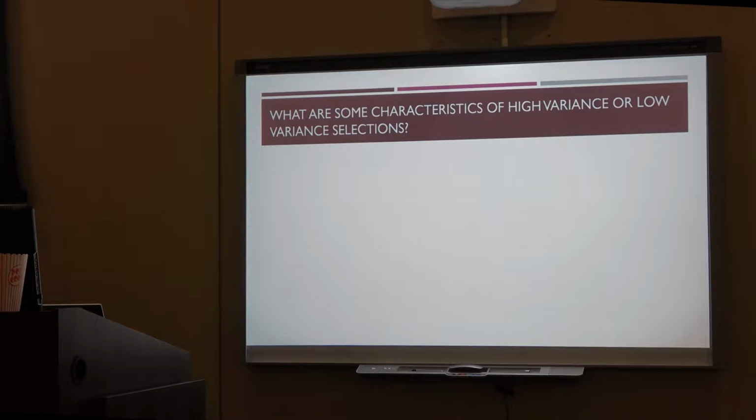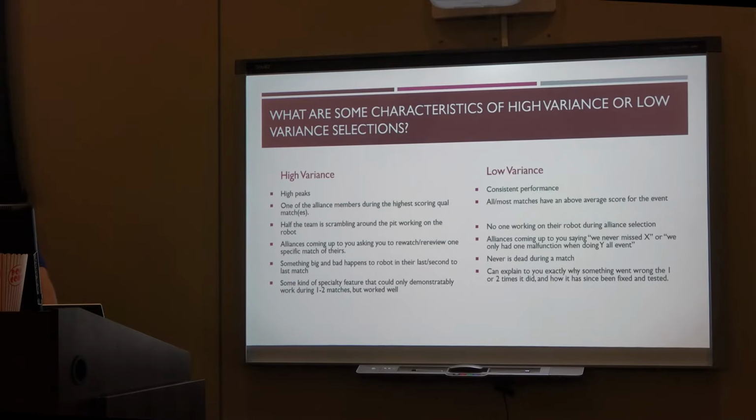Anyone else? Yeah. Low variance would be, say, the top alliance picking the alliance captain for the second alliance. That happens, yeah, for sure. You pick the team that, usually if you're seeded very high, that means you have some level of consistency. So yeah, there's plenty. Here are some I made up. High variance teams have very high peaks. Low variance teams have consistent performance. You could look at their pit before alliance selections. Are they scrambling around in their pit, fixing and working on things, or is it just one or two people tightening some bolts?